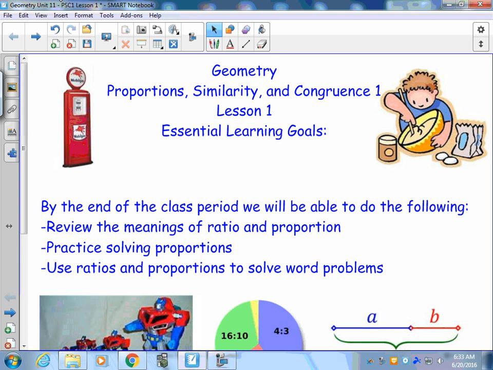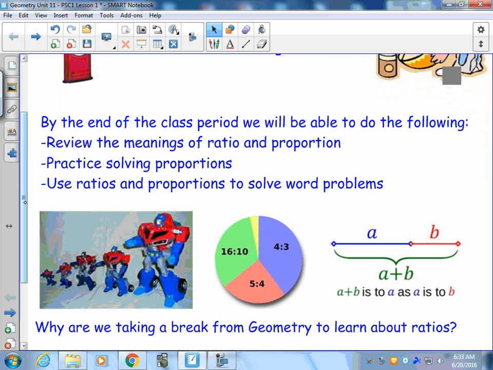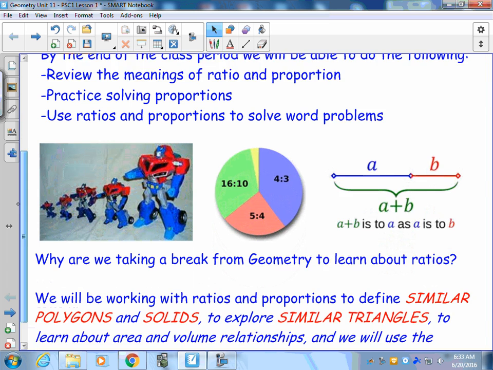Hello, and welcome to today's lesson, working with proportions, similarity, and congruence, lesson 1. So we're going to be doing some review of some previous topics that we've had and using that to make extensions into new material. So by the end of this lesson, we'll be able to do the following: review the meaning of ratio and proportion, practice solving proportions, and use ratios and proportions to solve word problems.